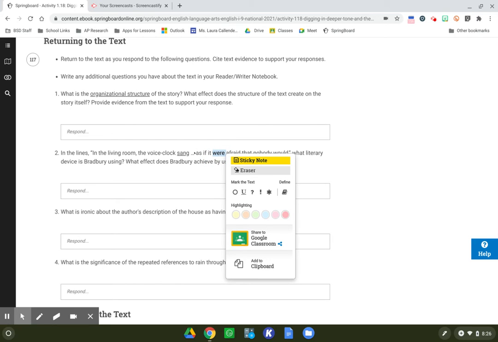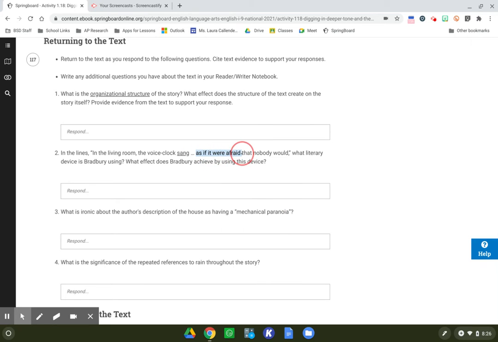So what it's going to ask you about, I've underlined a couple of phrases here to help you. What literary device is Bradbury, the author, using? So I'm going to tell you, and so hopefully you're watching this video because I'm giving you half an answer. The literary device he's using here is personification.